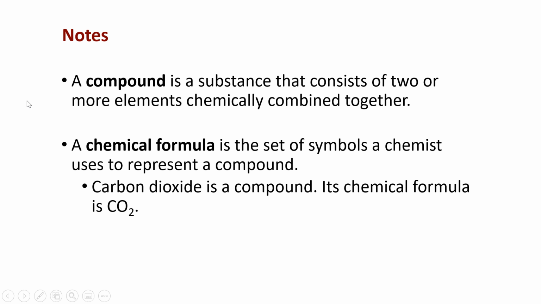And some more vocabulary. A compound is what we call it when you have 2 or more elements stuck together. The chemical formula is the set of symbols to represent the compound. So for example, carbon dioxide is a compound. It's a combination of carbon and oxygen. The chemical formula for carbon dioxide is CO2.